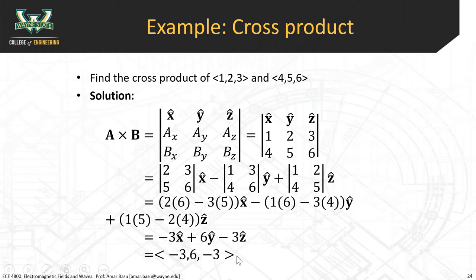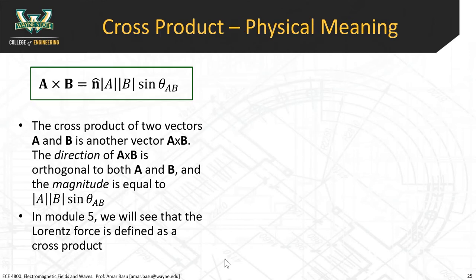And then this is a shorthand notation that you can use. The bracket notation just assumes that you have the x hat, y hat, and z hat components listed in the three portions of whatever's in the brackets. All right, so good. Now that we've talked about how to calculate the cross product, let's talk about the physical meaning. The physical meaning of the cross product, remember, is a vector. The cross product of two vectors is another vector that is orthogonal to both A and B.